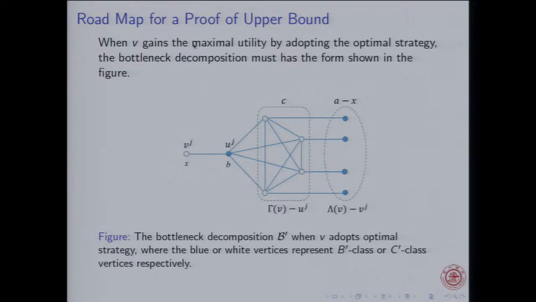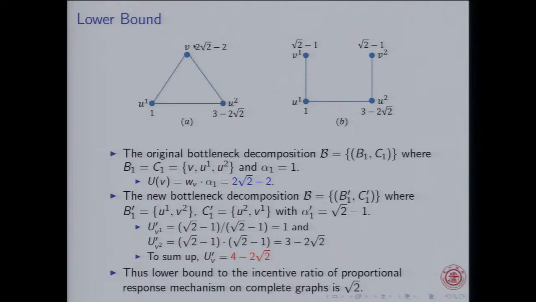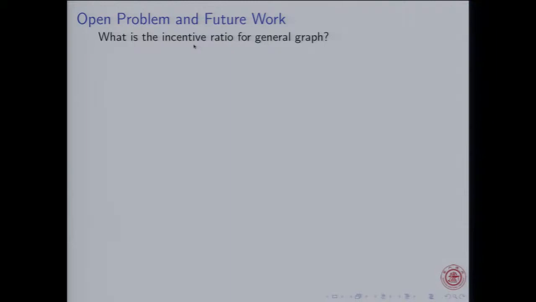And we give the algebra for this weight and convert it into optimization problems. We represent the utility functions with the algebra and solve this maximization problem analytically and show this upper bound is square root of 2. And for the lower bound, maybe it's easy to understand. Also a similar graph with carefully calculated weights. And we know that in this example, the incentive ratio is exactly square root of 2. So when the upper bound and the lower bound match, we know that this incentive ratio is exactly square root of 2.